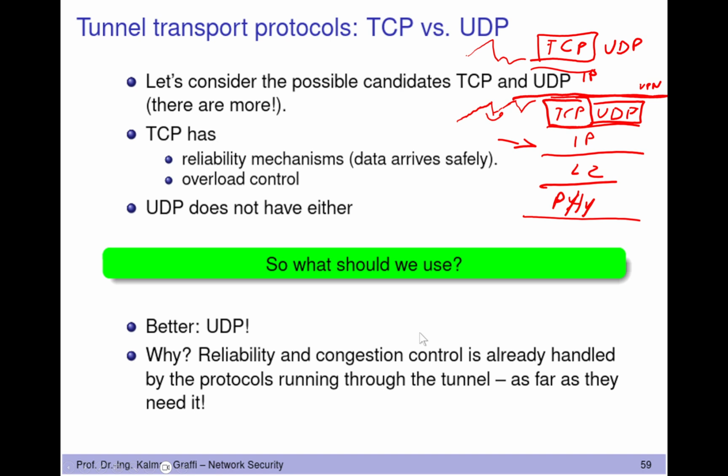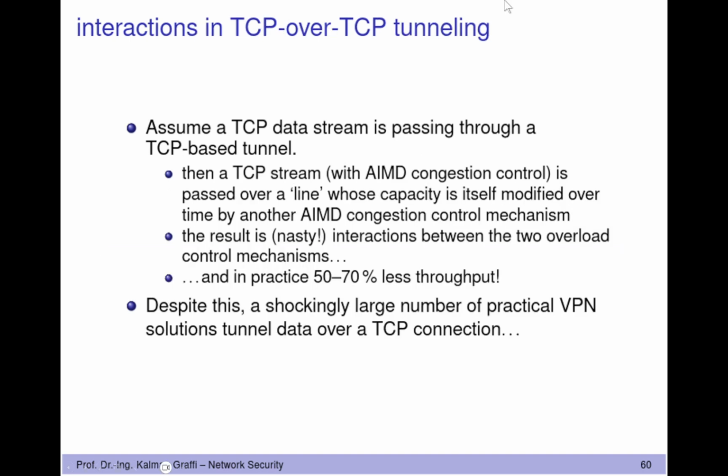Therefore, what is recommended is to use UDP, which, like IP, just tries to deliver the message. A drop might happen, but the TCP at the higher layer can compensate for that. This was the summary. In practice, it's even 50 to 70% less throughput that we have with TCP over TCP. It's due to this additive increase and multiplicative decrease.